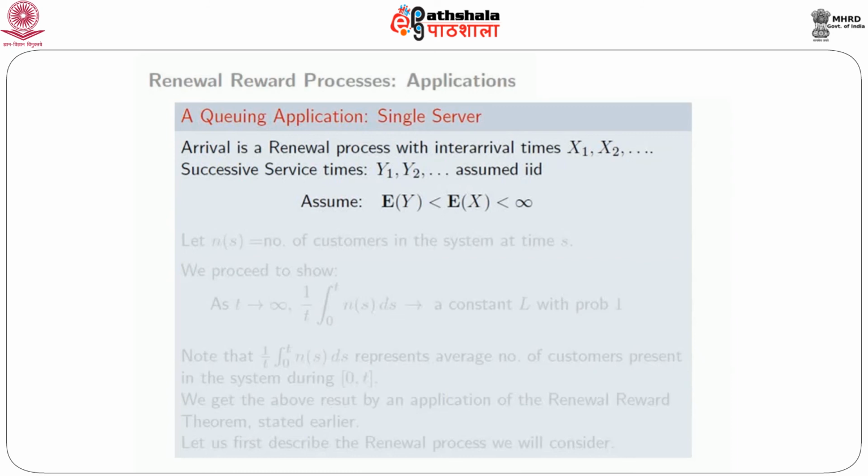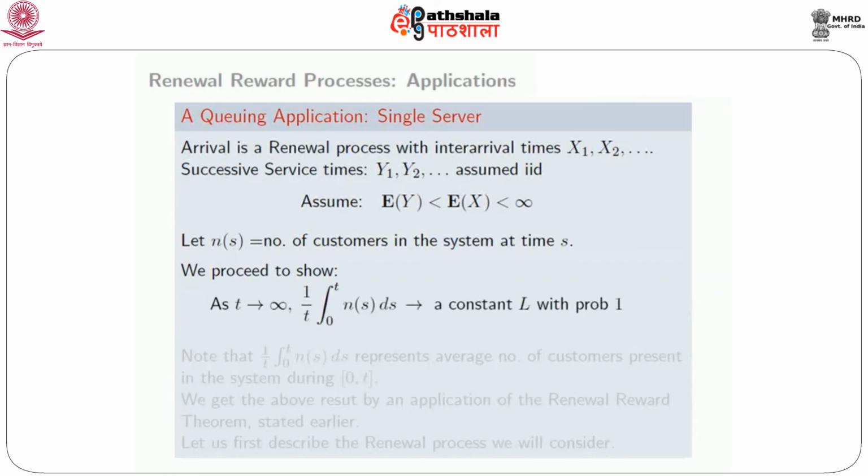otherwise the customer has to wait in a queue. Let N(s) be the number of customers in the system at time s. What we want to show is the integral of N(s) from 0 to t with respect to ds, divided by t. So this is the number of customers in the system averaged over time, the average of the number of customers at various points of time.